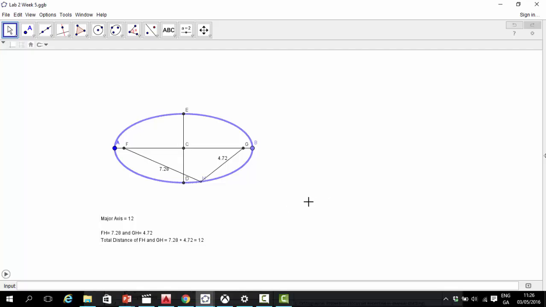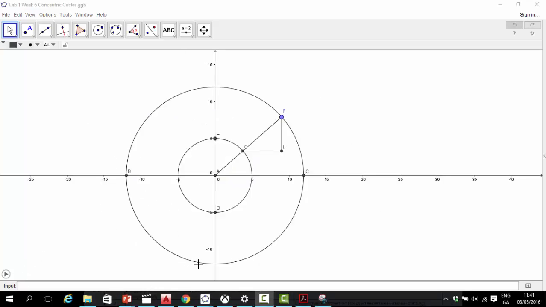So this shows how the points F to H and G to H, if you add them together, will always sum to the length of the major axis, and H is the locus and plots the path all around the ellipse.